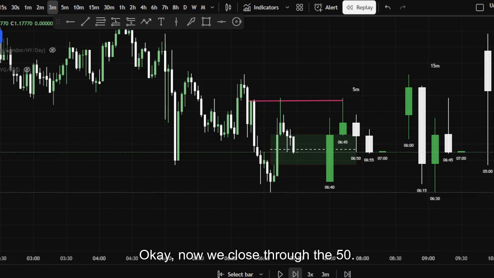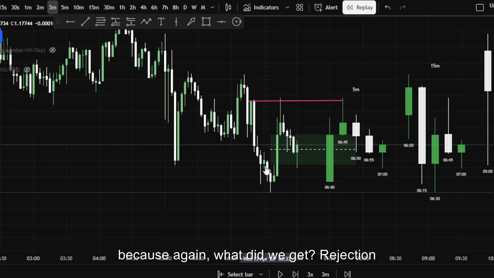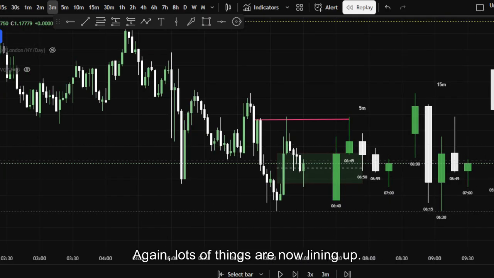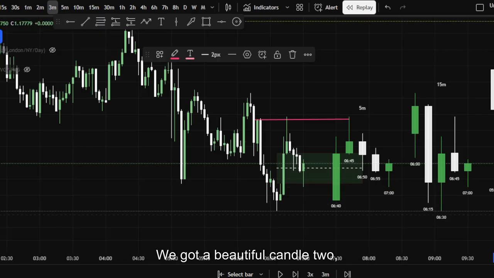Okay, now we close through the 50. Because again, what did we get? Rejection out of this technical change in the state of delivery. We perfectly wicked into the 50% of this candle that made it. Strong rejection back through. Again, lots of things are now lining up. The 30-minute closed, what did we have? We got that nice sweep. Not only did we get a sweep, we got a beautiful candle 2.